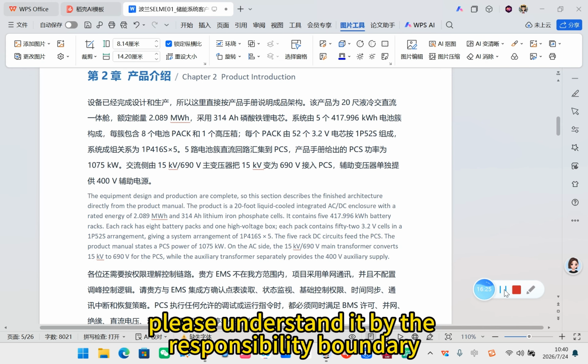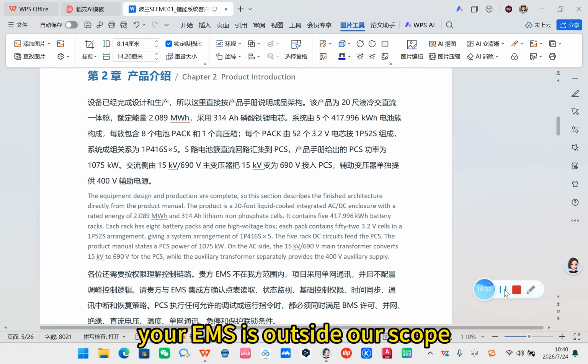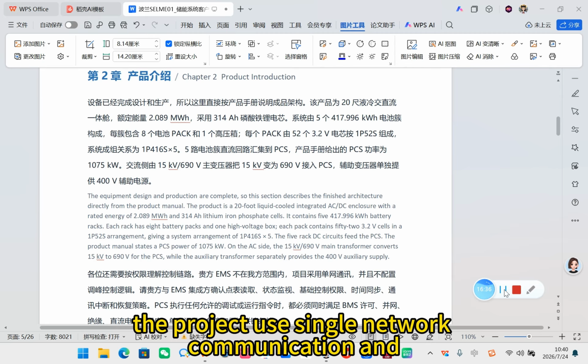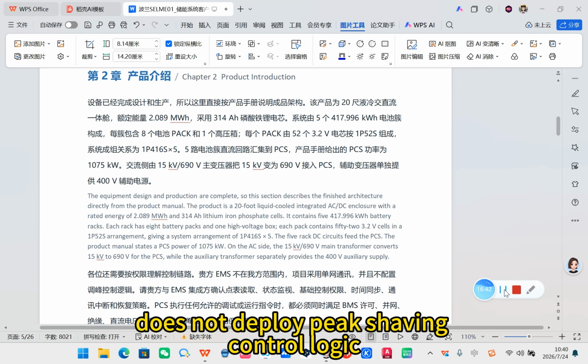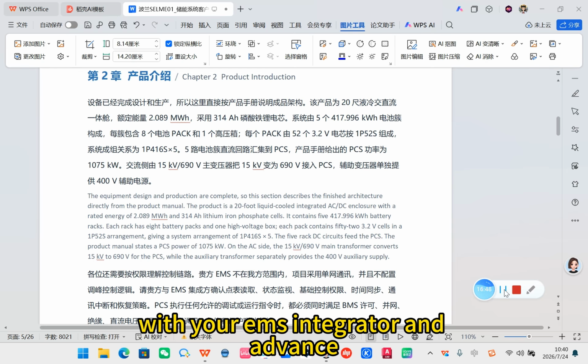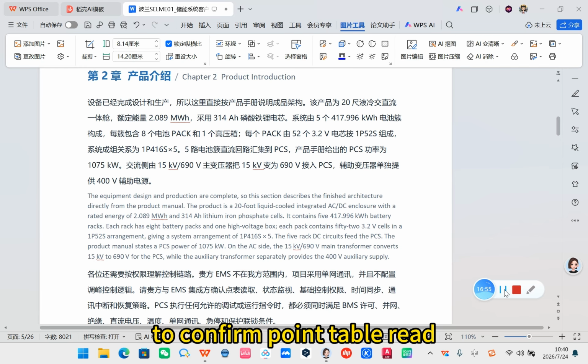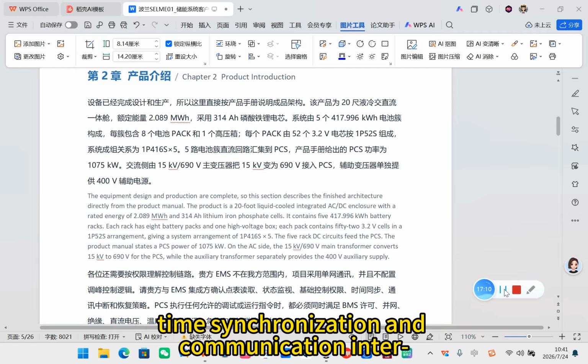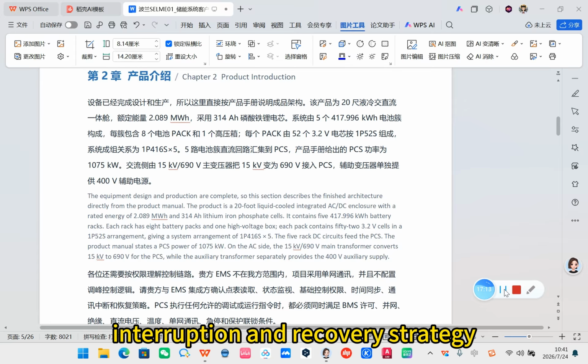Regarding the controlling, please understand it by the responsibility boundary. Your EMS is outside our scope. The project uses single network communication and does not deploy peak shaving control logic. Please coordinate with your EMS integrator in advance to confirm point table read, status monitoring, basic control authority, time synchronization, and communication interruption and recovery strategy.